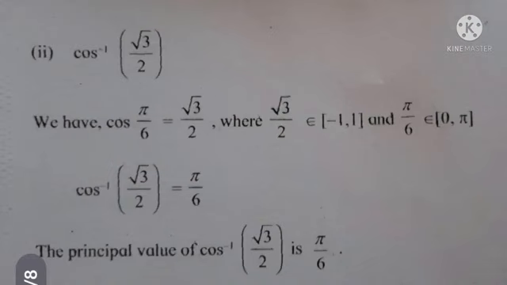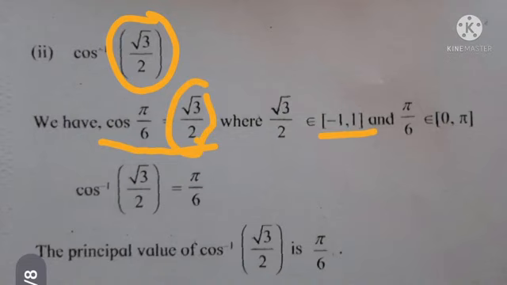See the second example: cos inverse root 3 upon 2. Student, we know which value of cos is root 3 upon 2? You know from the table of 0 degree, 30 degree, 45 degree, 60 degree and 90 degree, cos pi by 6 is root 3 upon 2. And here we check root 3 upon 2 lies between the closed interval minus 1 to 1. Yes, root 3 upon 2 belongs to the closed interval minus 1 to 1.